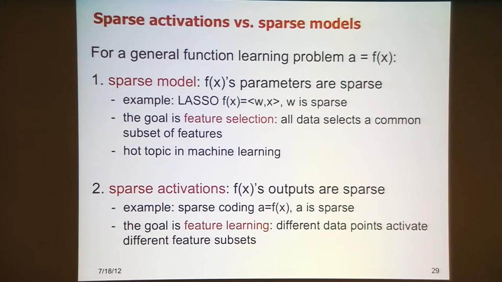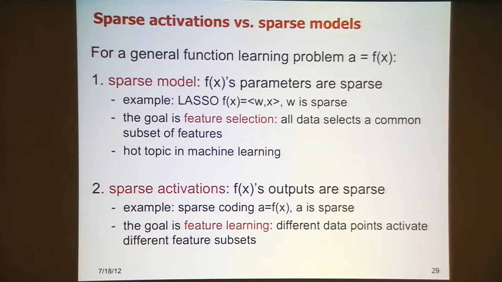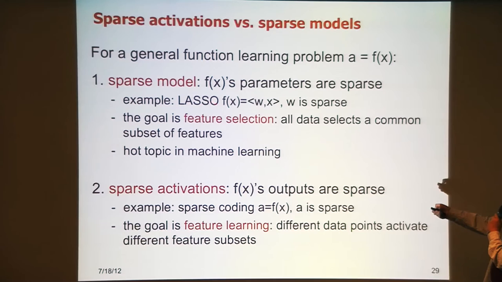So let's say for a general function learning problem, you want to learn a function, a mapping from x to a. Then what is a sparse model? A sparse model's focus is on the sparsity of the function parameters. So let's say you want to learn a linear regression function, and the sparse model imposes sparsity on the model parameters. So the goal is feature selection, for example, in this case.